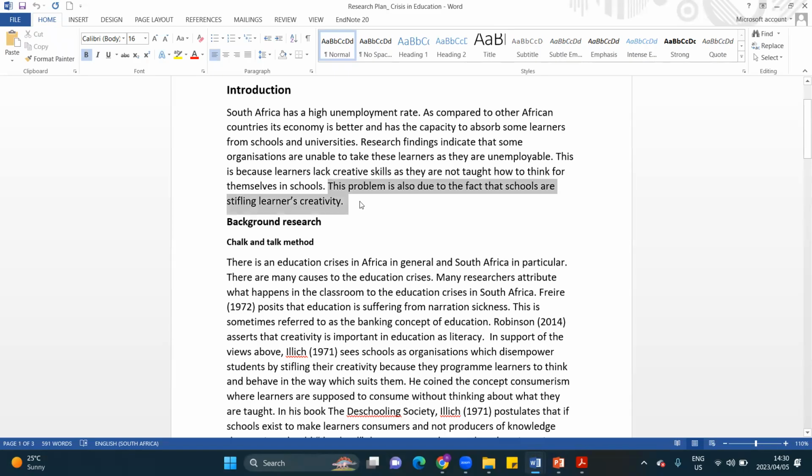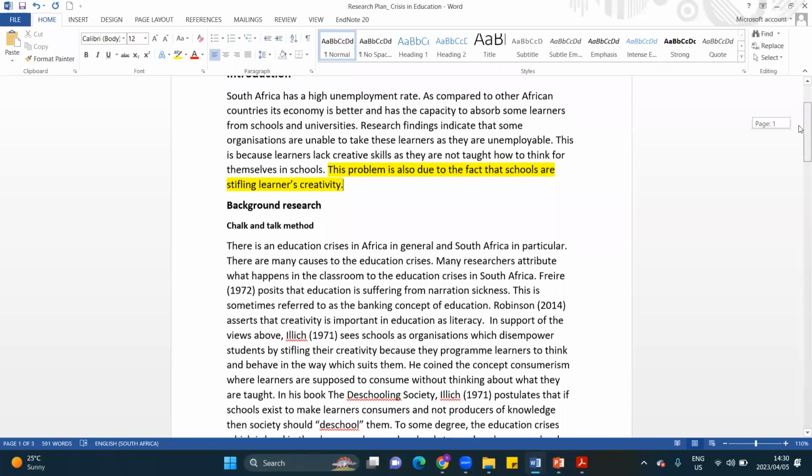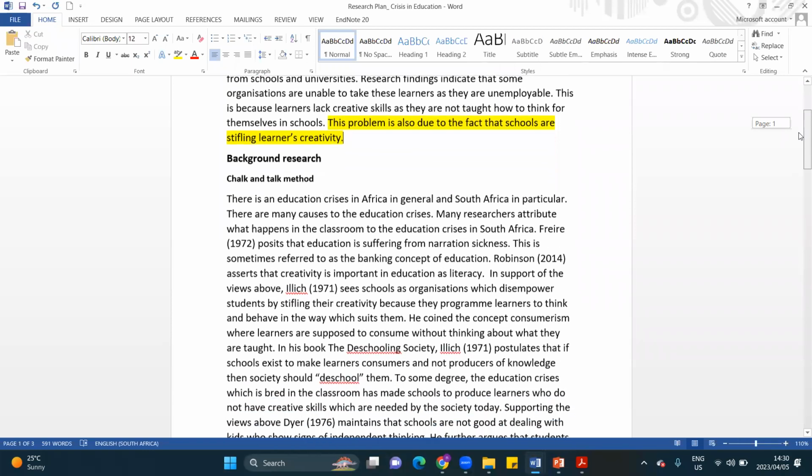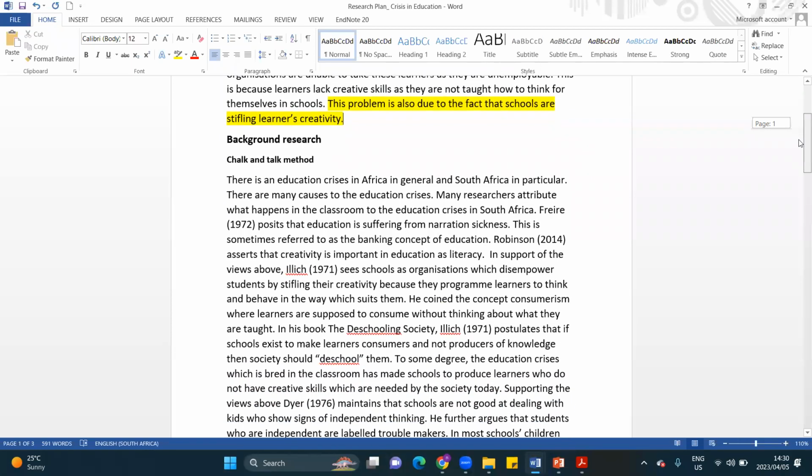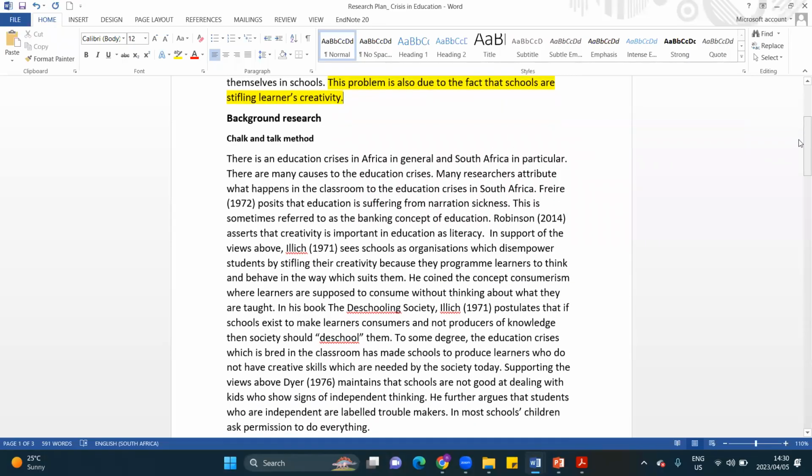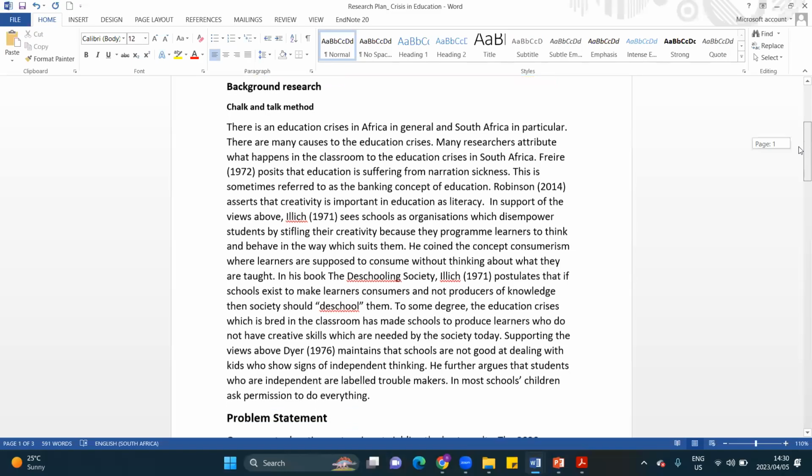Here is the learner now alluding to the actual problem, that schools are stifling learners' creativity. So now the learner is sort of leading us to the problem that he is investigating in this project. I don't know if it's a he or a she, I'm just saying. And here goes the background research. So the learner talks about the chalk and talk method, and here is some in-text referencing, which we spoke about.